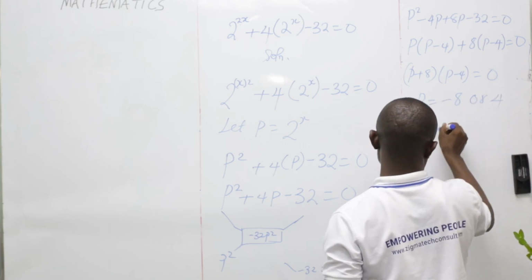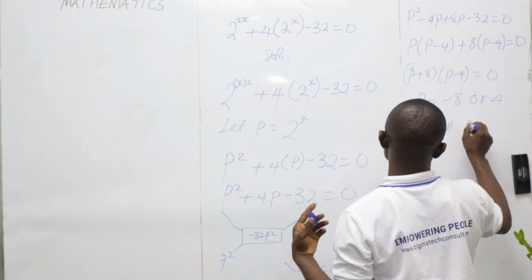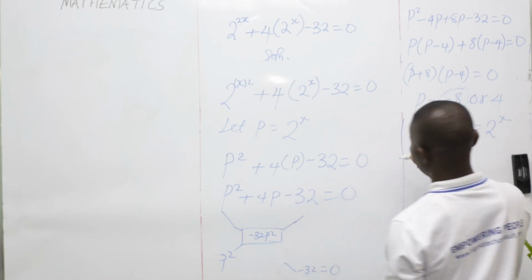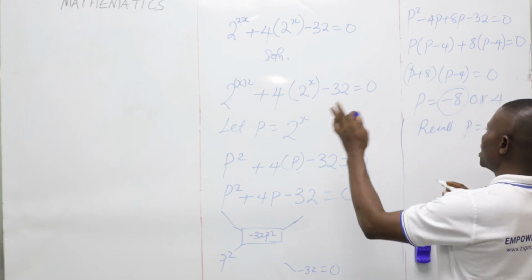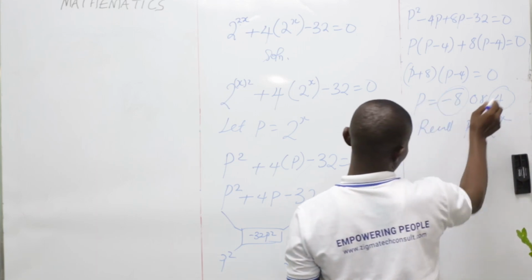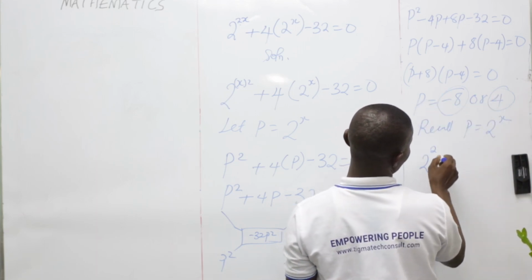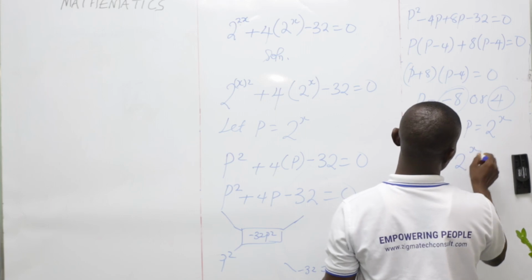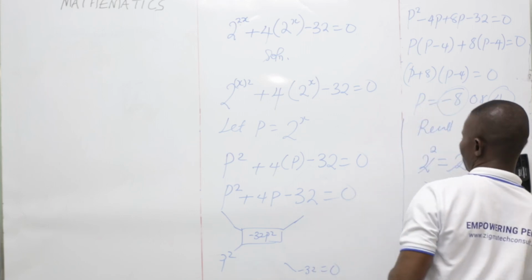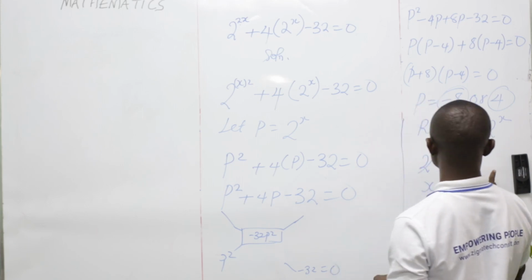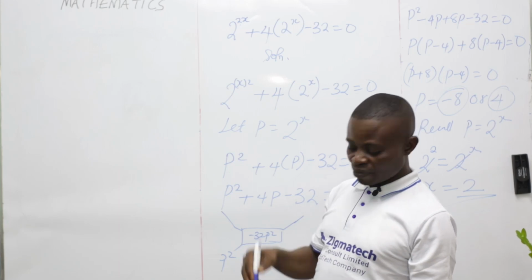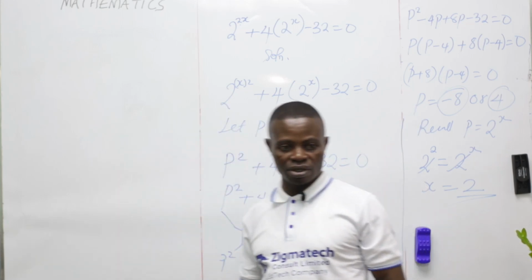Recall, you said P equals 2 raised to the power x. This one that is minus simply means it's not a solution. So our solution is who? 4. Therefore, 4 in index form means 2 power 2 equals 2 raised to the power x. Hence, x equals who? 2. The final answer is who? 2, but not 4, because you must recall back to fix your solution.